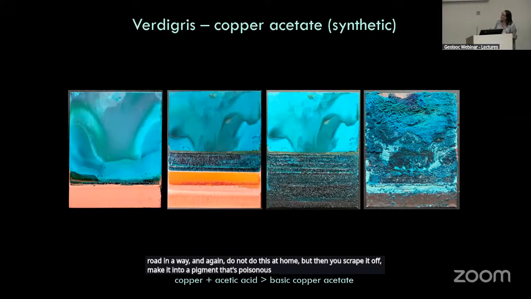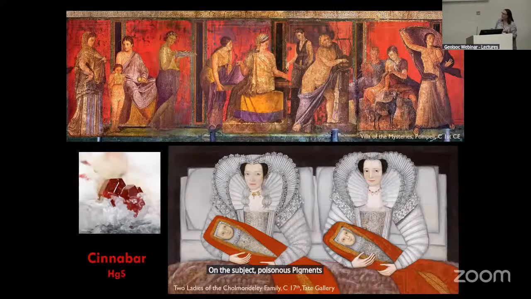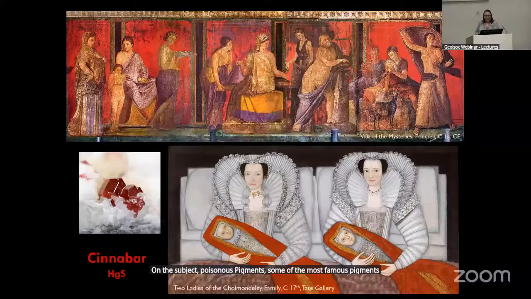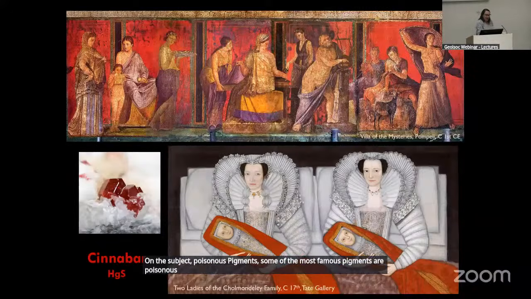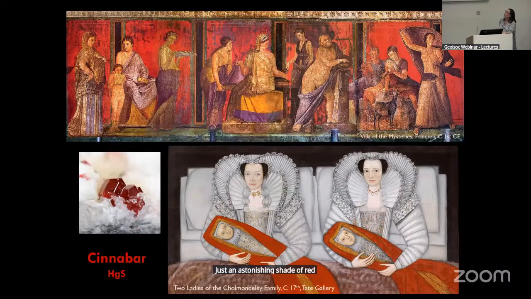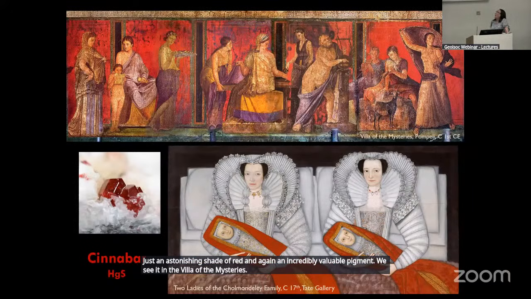On the subject of poisonous pigments, some of the most famous pigments are poisonous. This is cinnabar, just an astonishing shade of red, and again, an incredibly valuable pigment. We see it in the Villa of the Mysteries, 1st century Common Era at Pompeii, these bright reds. This is a great painting, the Ladies of the Cholmondeley family.